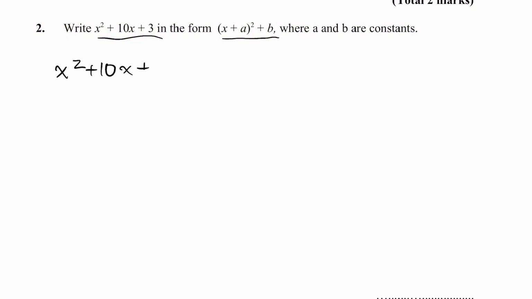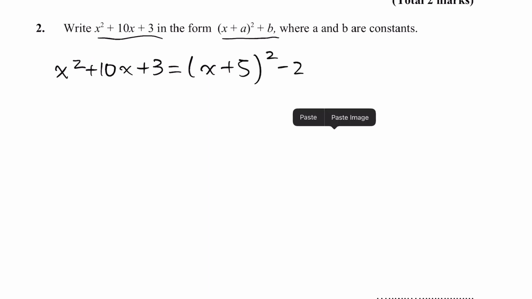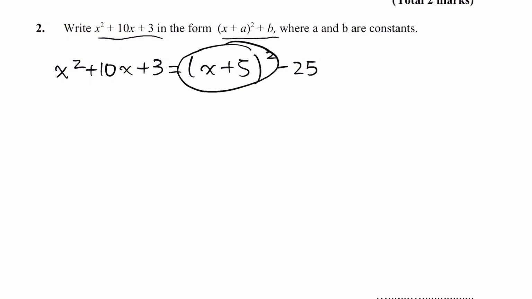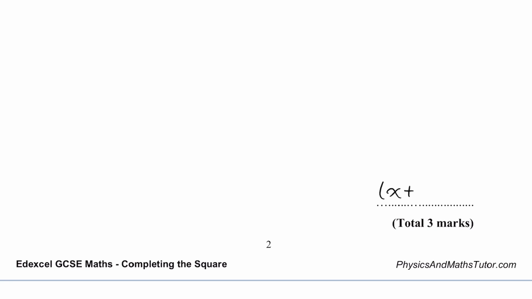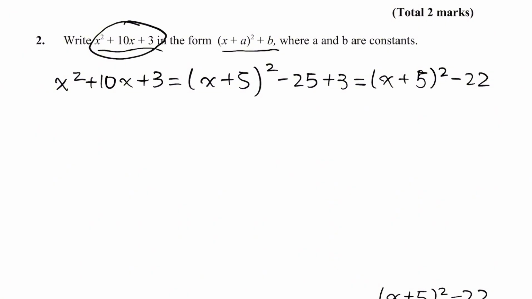All right. So x squared plus 10x plus 3, that's equal to x plus 5, because 10 divided by 2 is equal to 5. We have to subtract 25 in order to get rid of the constant over here. This plus 3, so that's equal to x plus 5 squared minus 22, because minus 25 plus 3 is equal to minus 22. And this means that our answer is x plus 5 squared minus 22. So this is equivalent to this.